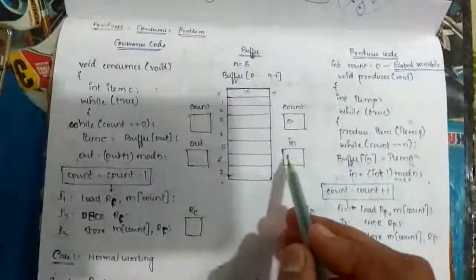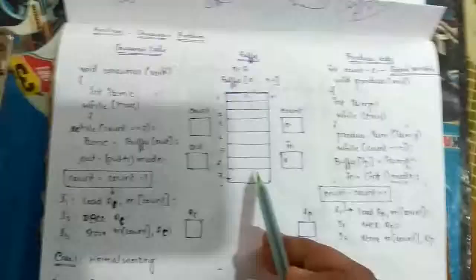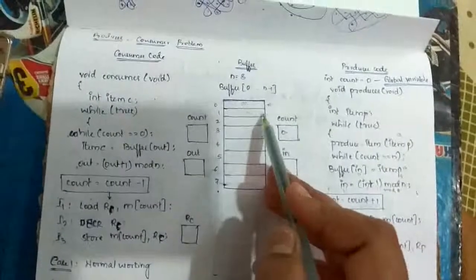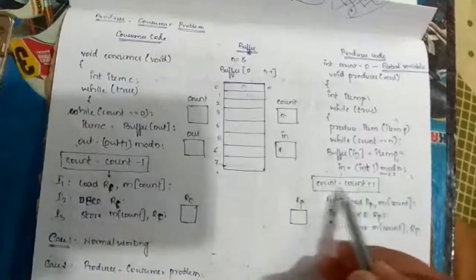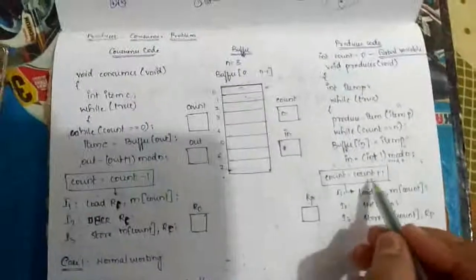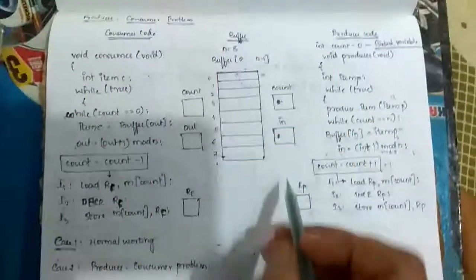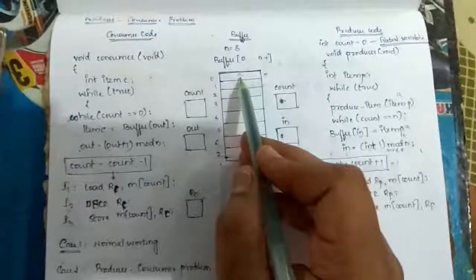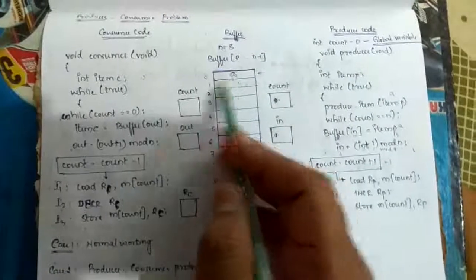Once this has been completed, an item has been produced, and since the count denotes the number of items present in this buffer, the count value has to be updated, and so it comes here. Count equal to count plus 1. Initially the count value was 0, so 0 plus 1, and the new value of count is now 1. This is the producer producing an item. The new item that has been produced by the producer is a. Now this item will be utilized by the consumer.